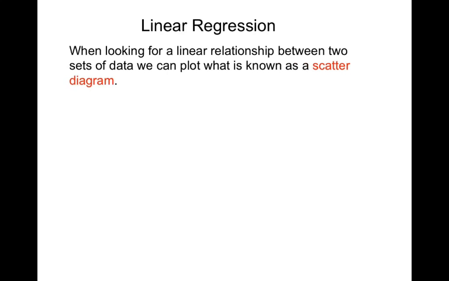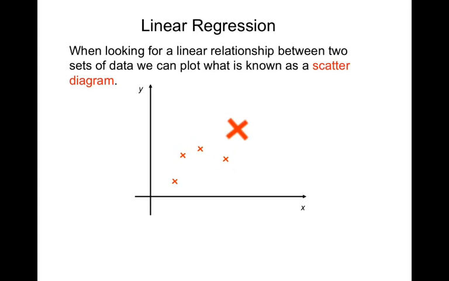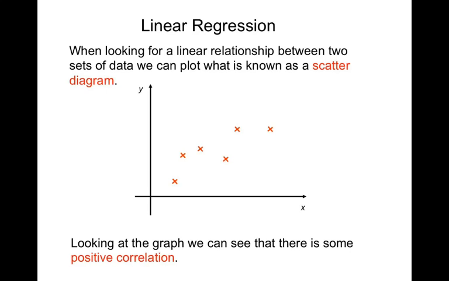Linear regression. When looking for linear relationships between two sets of data, we can plot what's known as a scatter diagram. So here we have the x and the y axis, and we have some data. We can notice by looking at the diagram here that we can see some sort of positive correlation. If it's going the other way, it will be some sort of negative correlation. The tighter the points make towards a line, the better the correlation.